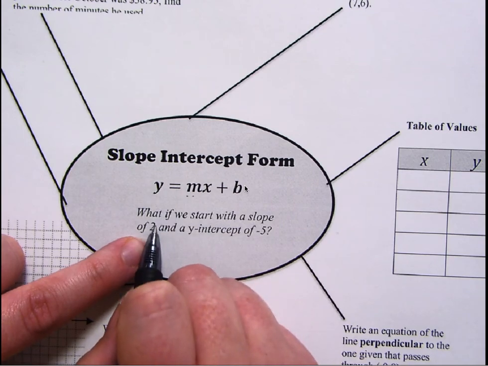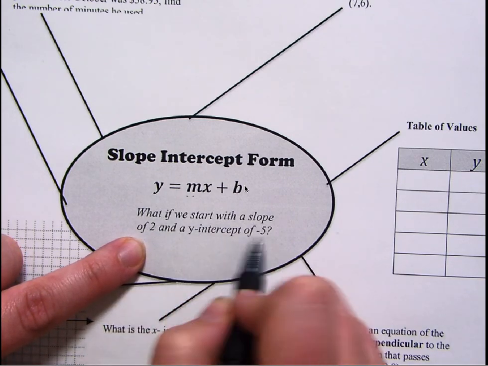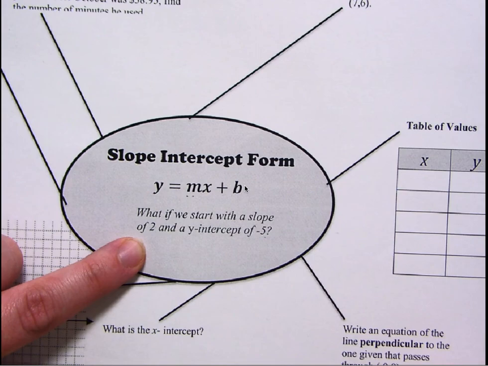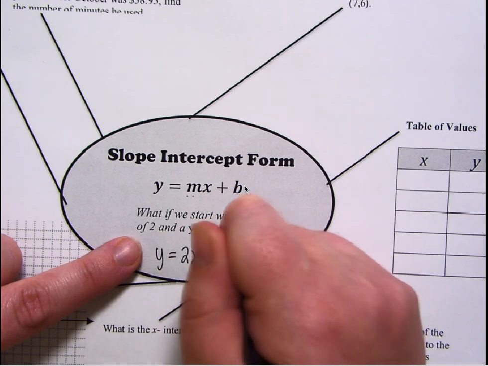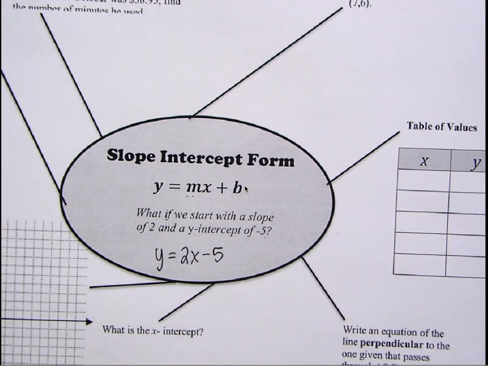So we're going to start with the slope of 2. And then we have a y-intercept, which is the b. The y-intercept in this case is -5. Our equation will be y = 2x - 5.